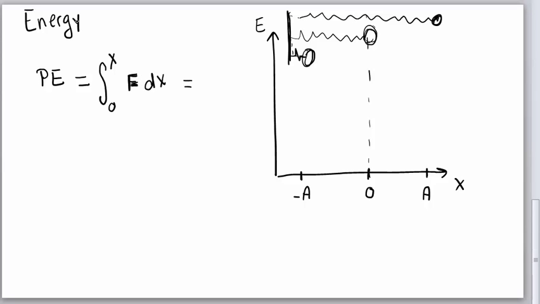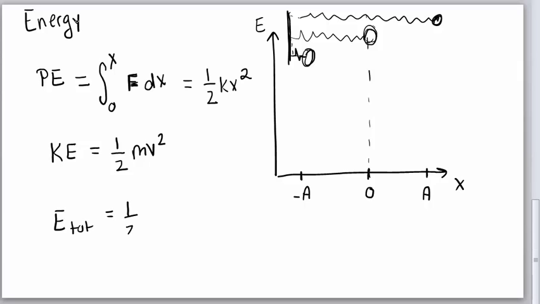Okay, so if we take this integral, what do we get? Well, we get 1/2 kx squared, and I encourage you to do this on your own. Make sure that you understand how this happens. So that's our potential energy. Our kinetic energy, we may remember, is given by 1/2 mv squared. So then our total energy of this system is going to be 1/2 kx squared, the potential energy, plus the kinetic energy, 1/2 mv squared.